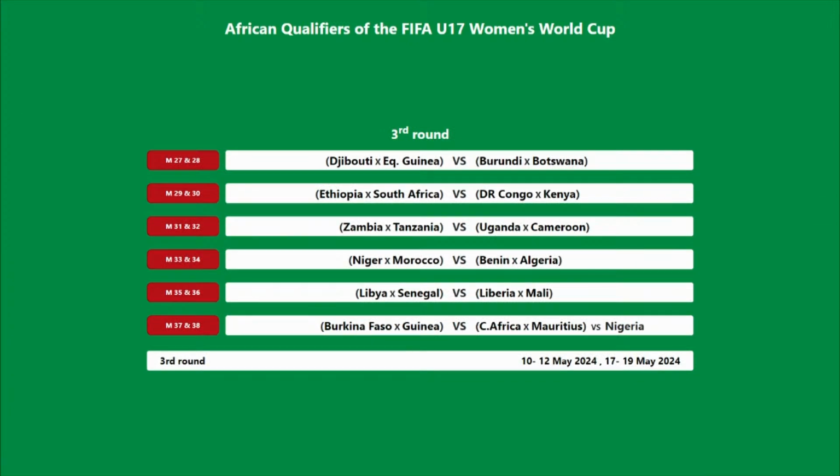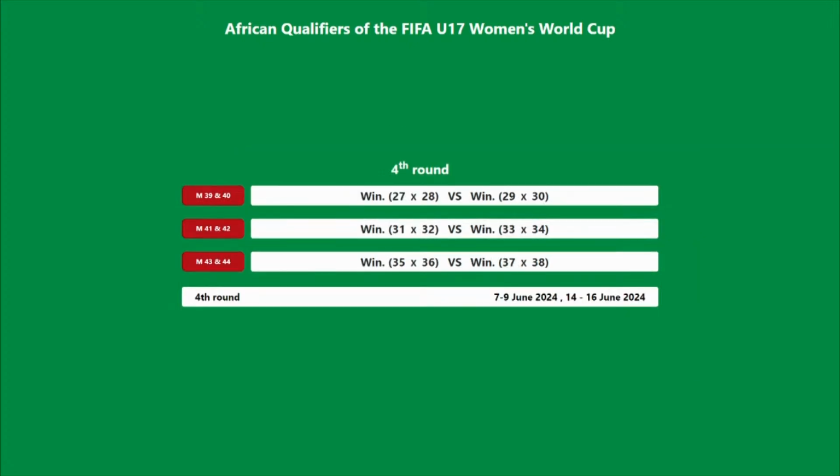The third round, we have the winners by order of matches. So the winner of the first fixture will play against the winner of the second fixture and so on. And this round will be played 10 to 12 May 2024 and 17 to 19 May 2024. And then the last round, the fourth round, the last 6 teams will play against each other also by order of matches. 27-28 versus 29-30, 31-32, 33-34, and so on. And the winners of this round will qualify to the World Cup. The first leg will be played from 7 to 9 June, the second leg from 14 to 16 June 2024.